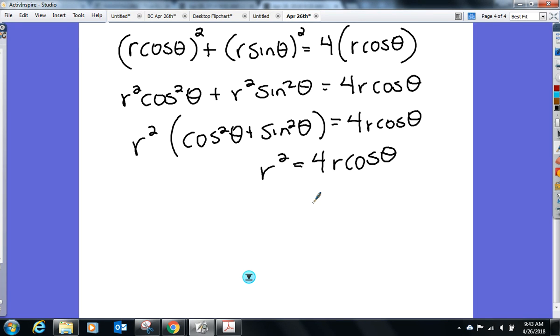How many R's you got on the left side? 2. How many do you have on the right side? So can I get rid of one of these and this one? R squared, how many do you have right now on the left side if I divide by R? And what happens to the ones over here? See ya. 4 cosine theta.